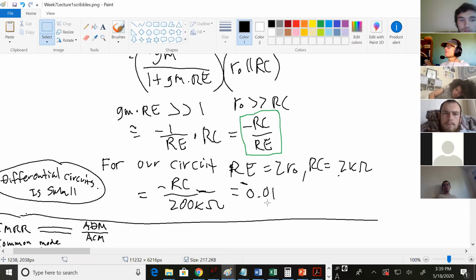And remember, what we're trying to find here is the common mode gain. In other words, when I move Vi plus equals Vi minus, if I move the inputs up 1 volt, the output moves by 0.01 volt, 10 millivolts.